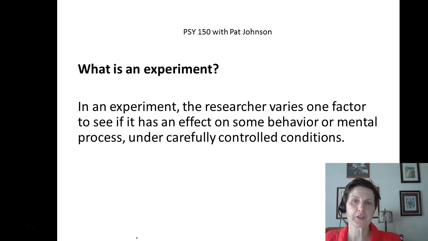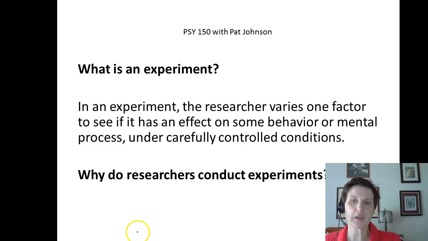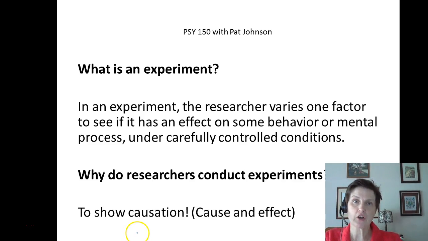Here's a fancy definition. In an experiment, the researcher varies one factor to see if it has an effect on some behavior or mental process under carefully controlled conditions. All that means is when we run an experiment, we have two variables usually, and we change one of those variables to see if it has an effect on the other variable. And we do this all under carefully controlled conditions. And if we do that, we can say cause and effect. We can use that word causation, or A causes B.